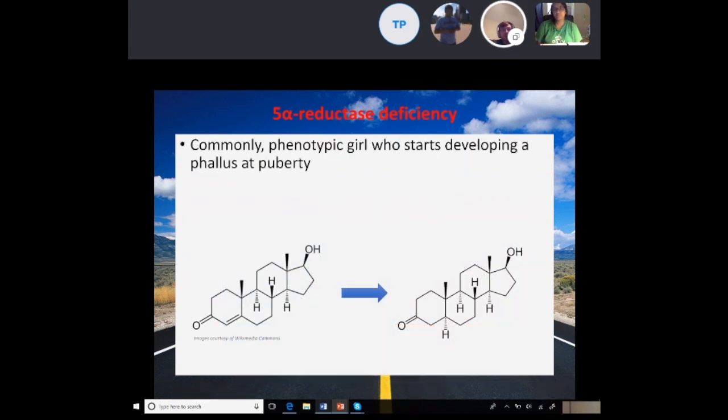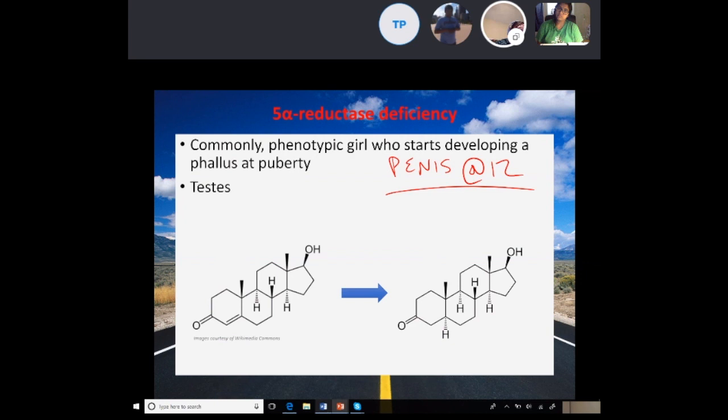So this is going to be phenotypically a girl who starts developing a phallus at puberty. Even though they don't get DHT during puberty, there's a spike in testosterone, and because there's excess T in general, that can spike some development of the penis, scrotum, and prostate. So this has also been called the penis at 12 phenomenon.